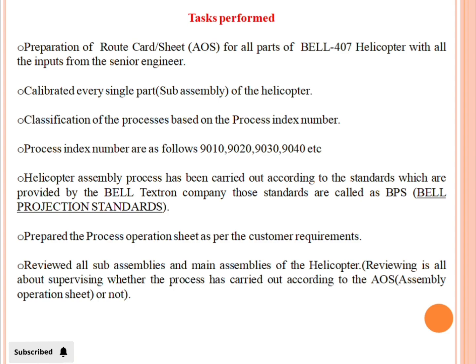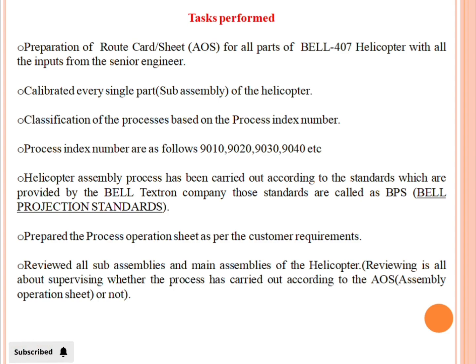The process index numbers are as follows, for example, 9010, 9020, 9030, 9040. In Bell standards, 9010 means riveting process, 9020 means drilling process, 9030 means adhesive application or sealant application process, 9040 means painting. So based on the process index number, processes will be classified.